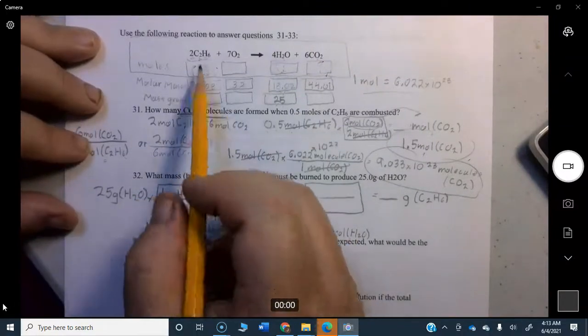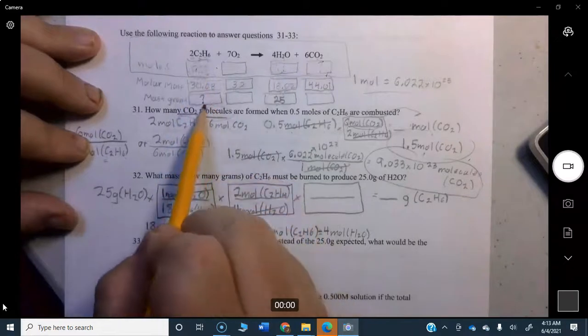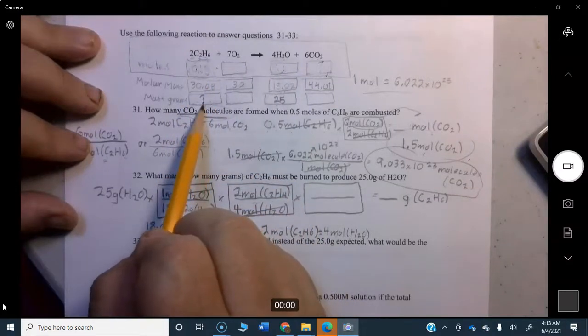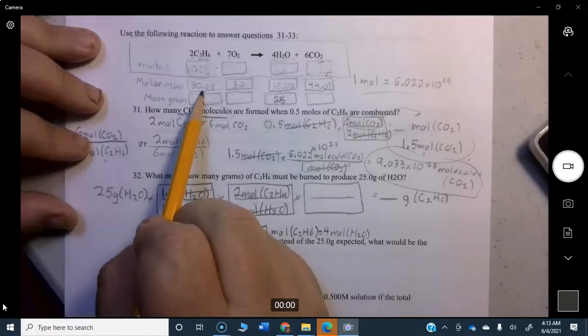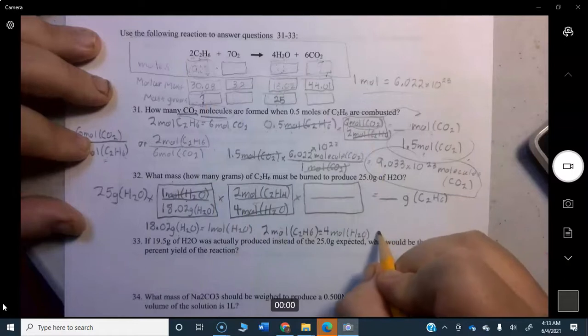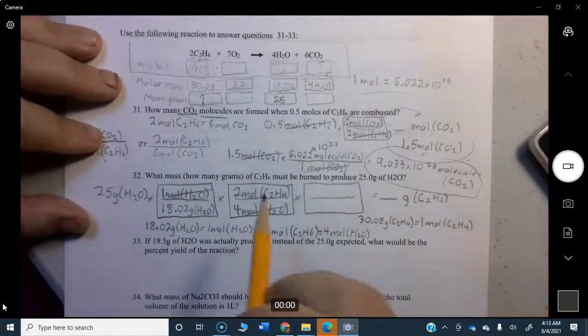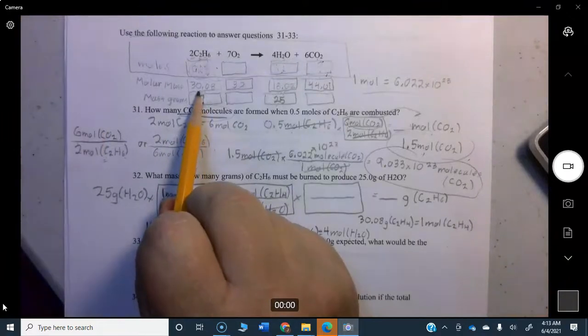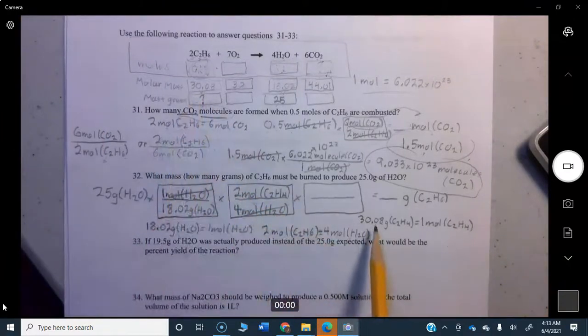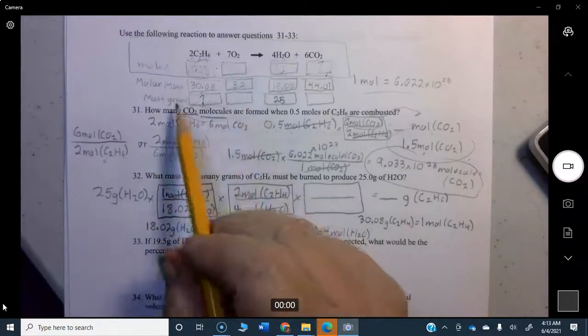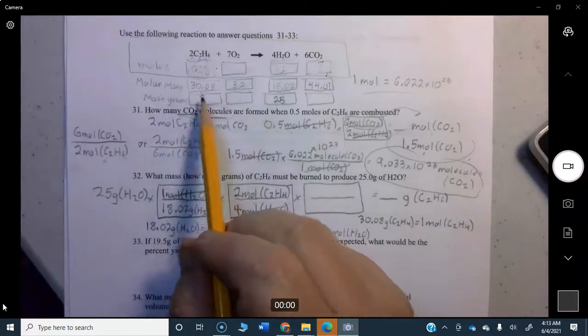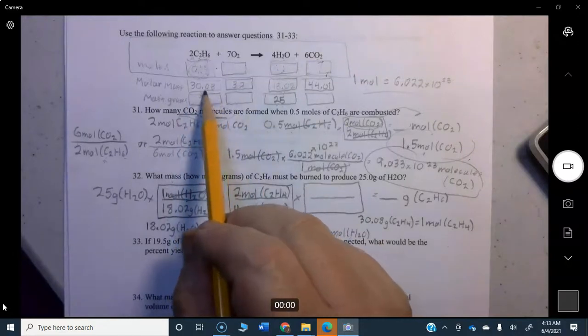Finally, now you're sitting in this box right here, and you need to get out to grams of C2H4. That's what the question wants to know. So use the molar mass of C2H4. It's right there, 30.08. Okay, again, I kind of shortcutted that. What that should really say is what I wrote here: 30.08 grams of C2H4 equals 1 mole of C2H4. It's the molar mass. It's the relationship between moles and mass in grams.